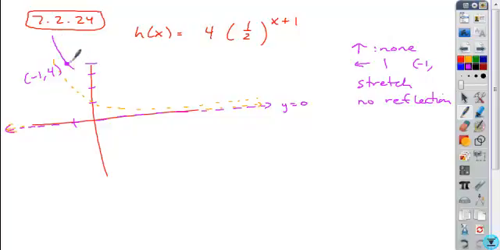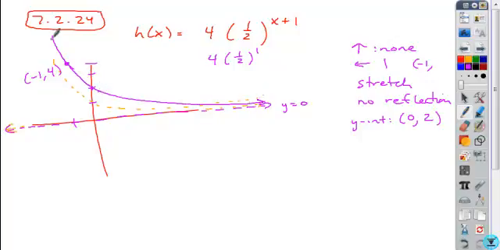It's still going to have the same shape. Again, do I ask you for the y-intercept here? To find the y-intercept on all of these, you simply plug in a 0 for the x. If I plug in a 0 here, I get 4 times 1/2 to the 0 plus 1, which is 1. 1/2 to the 1 is 1/2, times 4 is 2. So it's actually going to intercept right here at this point. It's still consistent with all of our rules. And so this is the sketch of the graph.